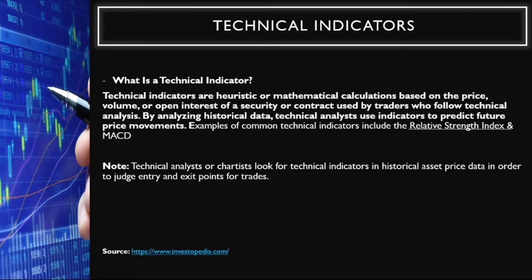So just a note, technical analysts or chartists look for technical indicators in historical asset price data in order to judge entry and exit points for trade. Ibig sabihin, historical na siya or nangyari na. Ang nangyayari dito kasi kapag historical, kino-compute ng mga indicators kung ano yung formula, no? So, ang nakikita natin most of the time are lag. Naglalag yan. Ang tinatawag ng mga commonly called as lagging indicators.